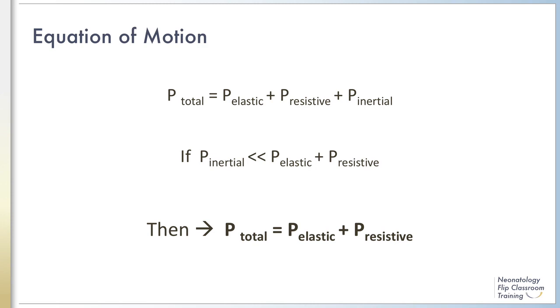In most cases, the inertial forces are small and can be ignored, so that the pressure applied to the respiratory system just needs to overcome the elastic and resistive properties of the lung in order to provide alveolar ventilation and gas exchange. When breathing spontaneously, the pleural pressure is negative relative to the atmosphere. In the case of invasive and non-invasive ventilation, the applied pressure is higher than atmospheric pressure and becomes the driving force for ventilation and subsequent gas exchange.